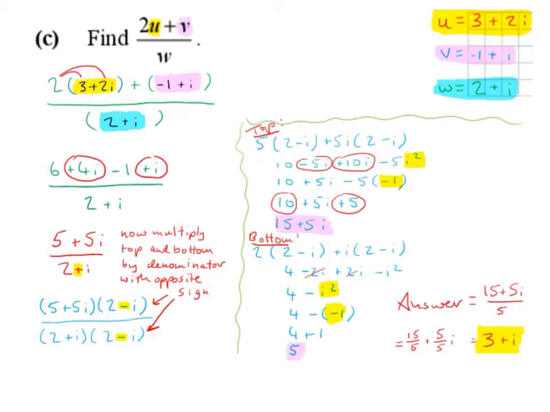Then we're going to multiply out whatever we can and simplify. So 2 multiplied by 3 is 6, and 2 multiplied by 2i is 4i.